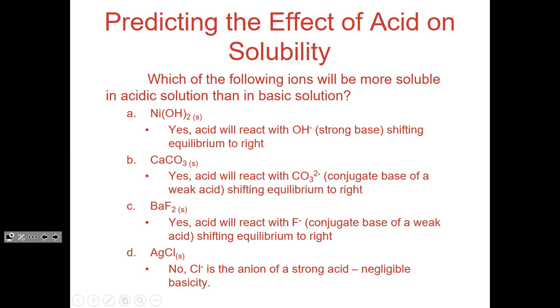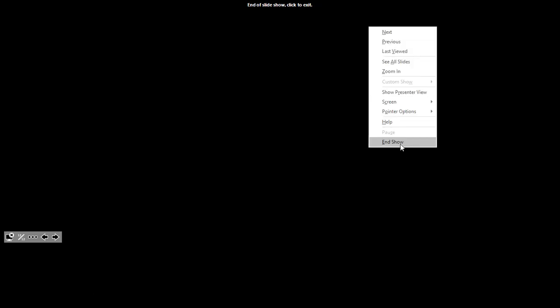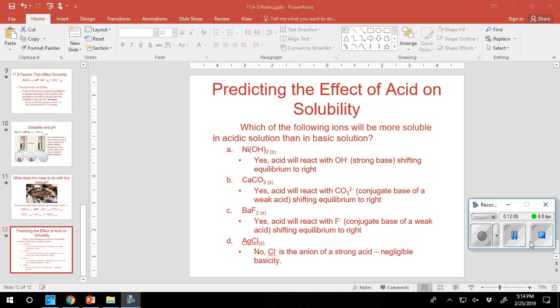The only one that doesn't is the last one, AgCl. Cl comes from HCl. That's a strong acid. So Cl- is negligible in acid-base reactivity. So adding the acid isn't going to do anything to the concentration of the Cl-, and therefore you're not going to increase the solubility of the AgCl.